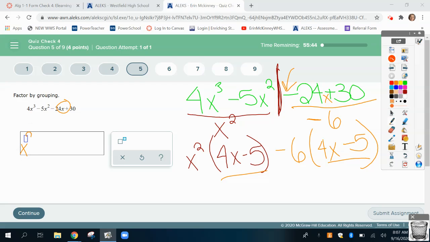So we'll put our 2 GCFs together. X squared minus 6. And a 4x minus 5.